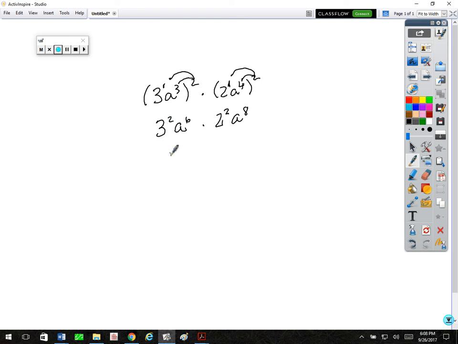Okay, so 3 squared is 9, a to the 6th power. 2 times 2 is 4, a to the 8th power. Here's my coefficients. They're 9 and 4, so 9 times 4 is 36. 6 plus 8 is 14. So your final answer is 36, a to the 14th power. And again, like I said earlier, we can't go any further because we don't know what a is. So really we're done for this problem. So this is my final answer.